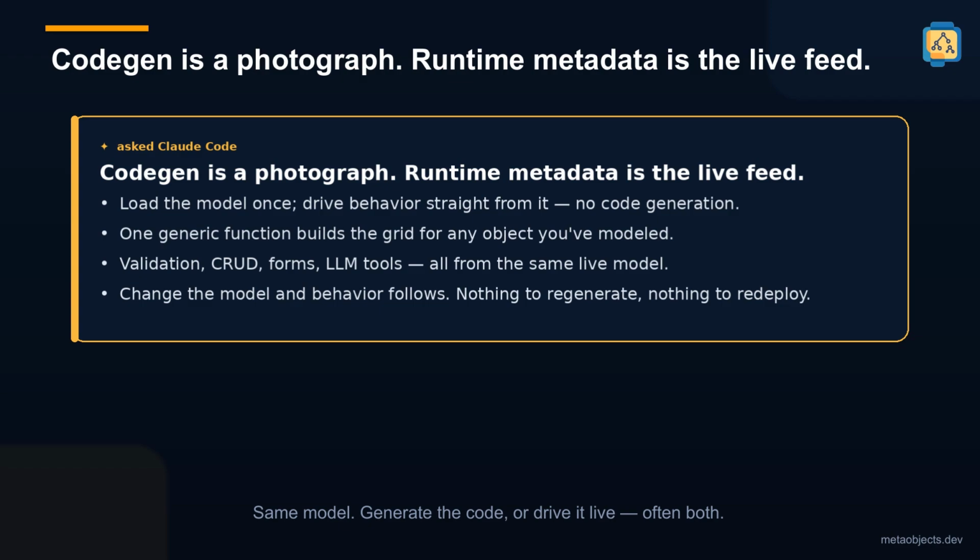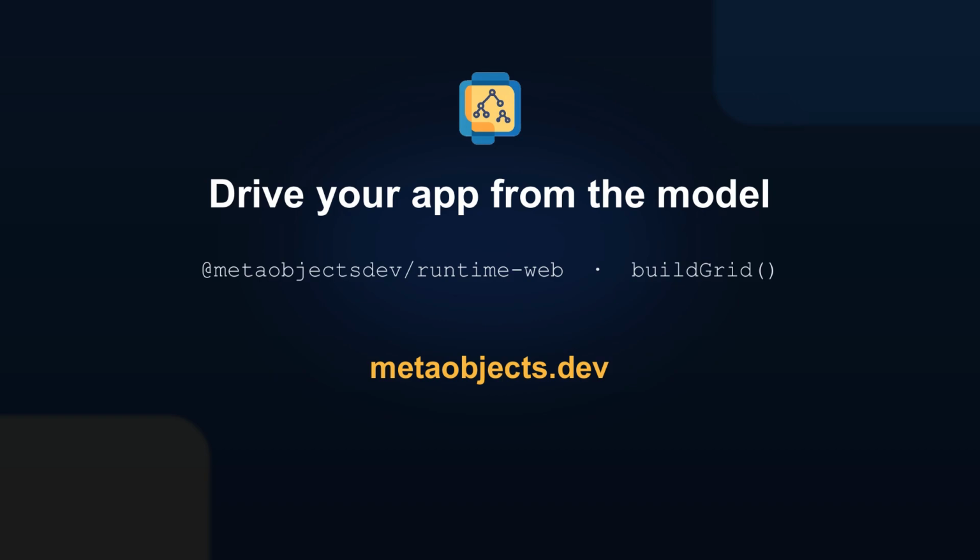That's the idea. CodeGen is a photograph of your model. Runtime metadata is the live feed. Same model, generate the code, or drive it live, often both. Change the model, and behavior follows. Nothing to regenerate, nothing to redeploy. Drive your app from the model. Build grid ships in runtime web today.